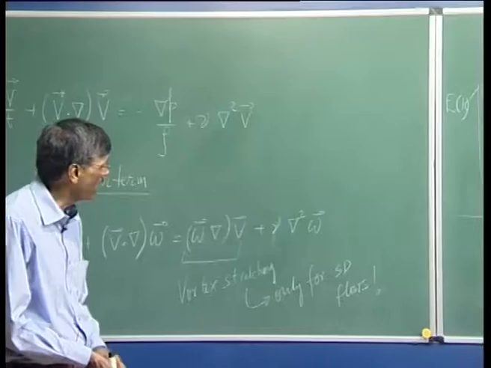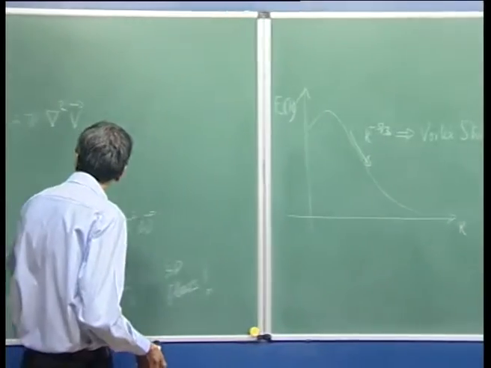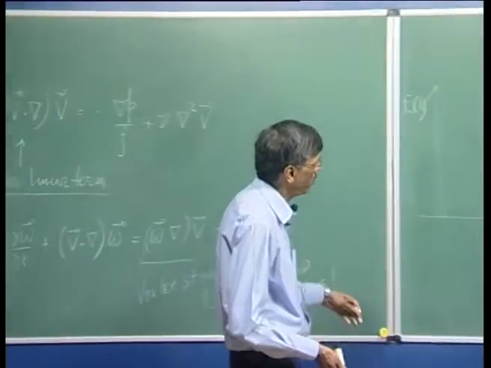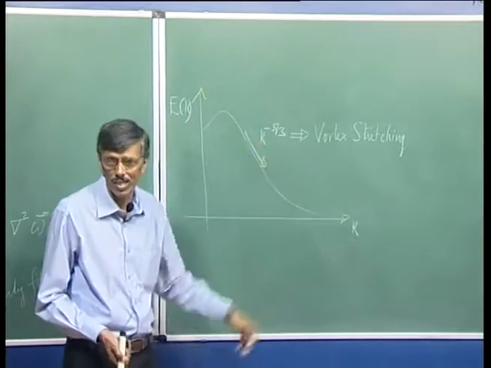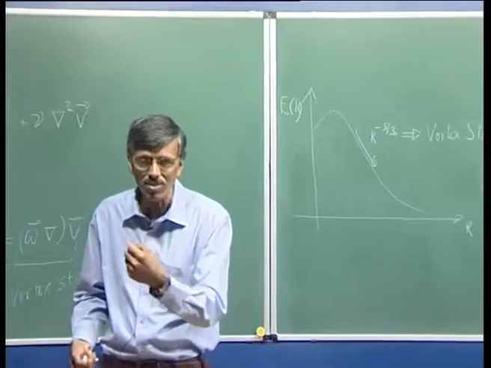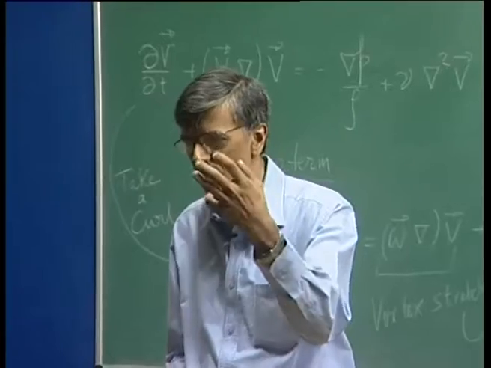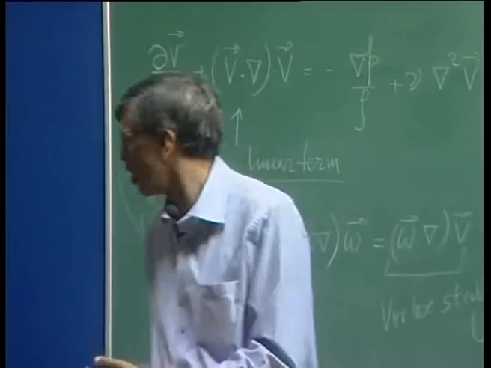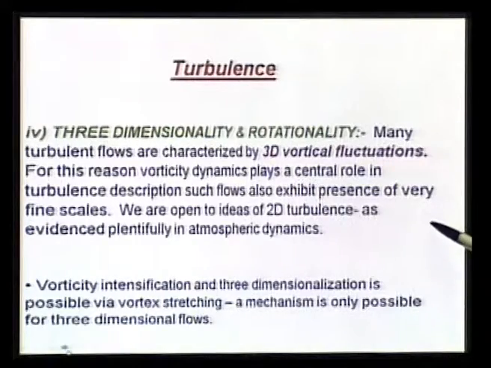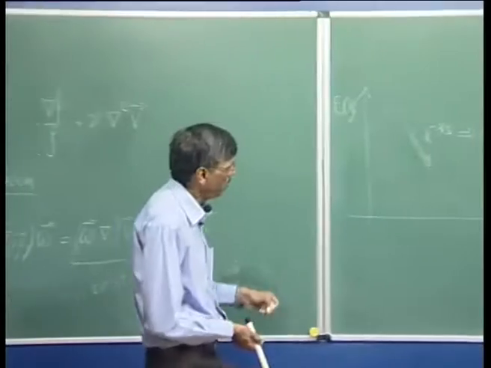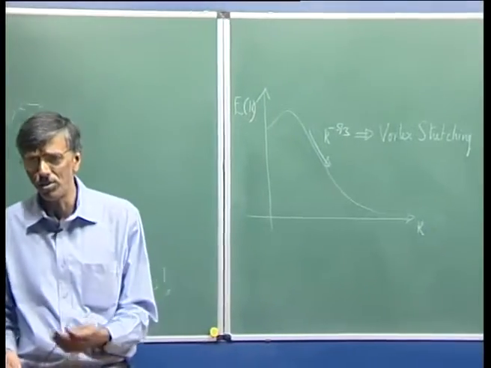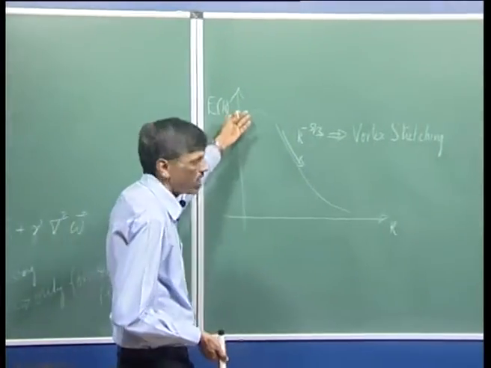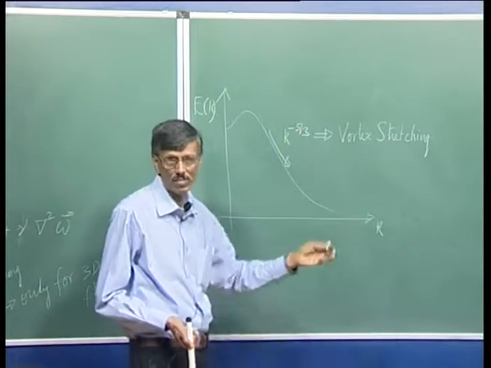And then what's happening is that this nonlinear process of vortex stretching transfers the energy from small k to large k. That means what? It is basically siphoning off the energy from larger to smaller eddies. That's what we are saying, that if I don't have this vortex stretching, I would not have a powerful mechanism by which the energy will be transported from larger to smaller eddies.